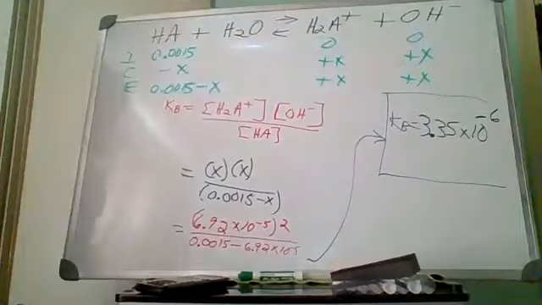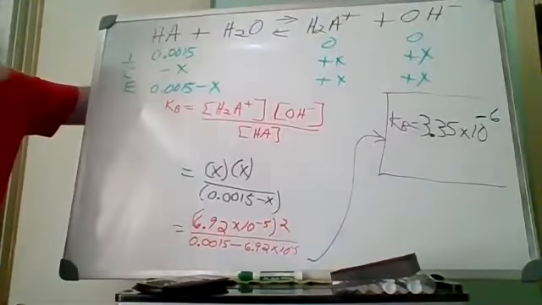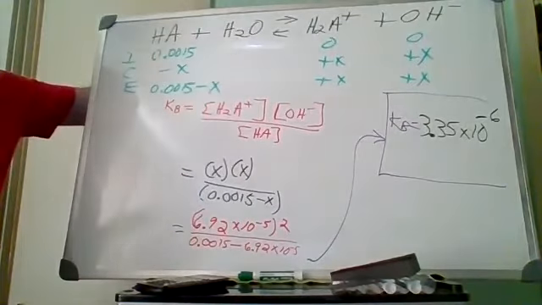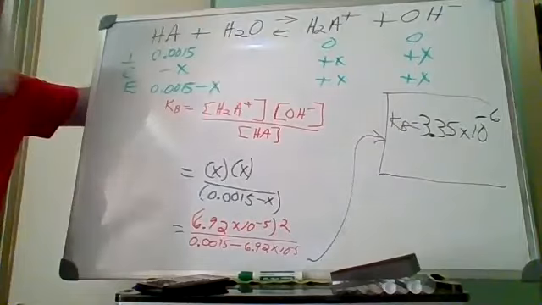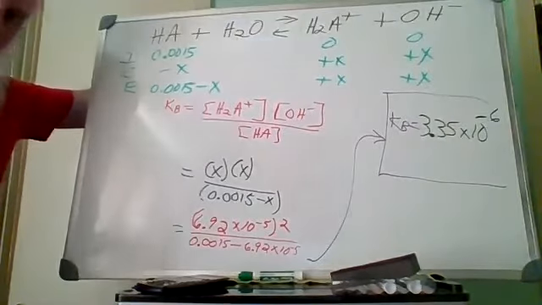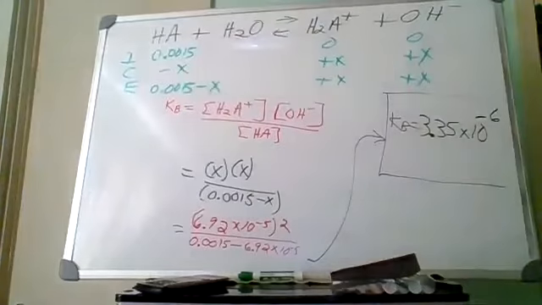Okay, again, all these problems, they're just some variation of an ice table. All these weak acid and weak base problems, they're just some variation, some twist off of an ice table. Any questions here? So you'll get a problem that's similar to this one.